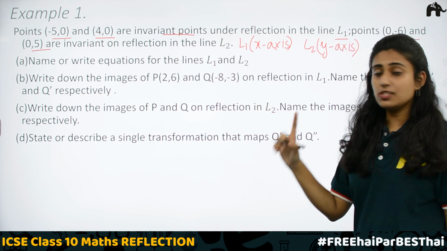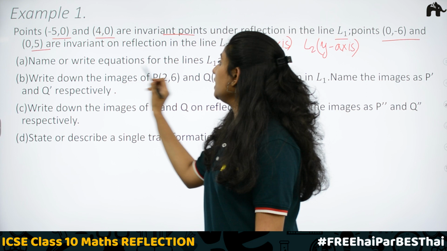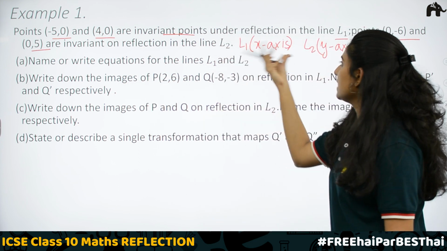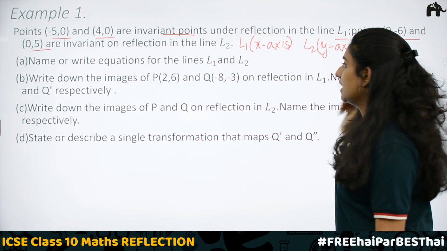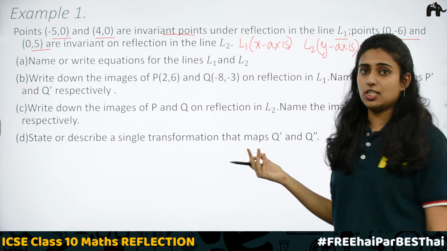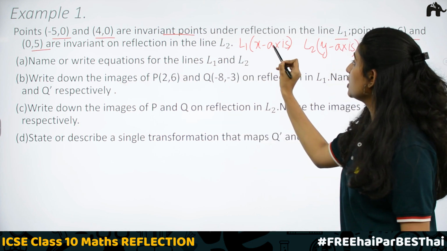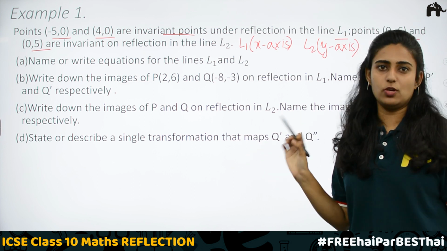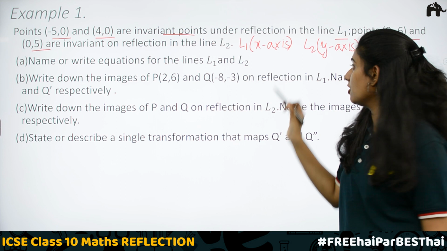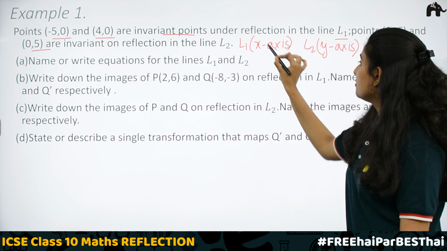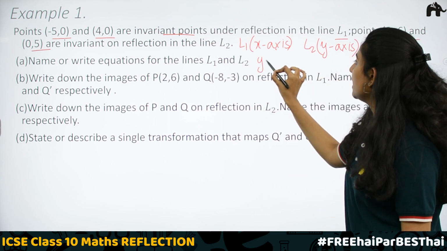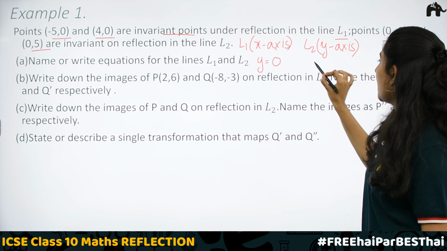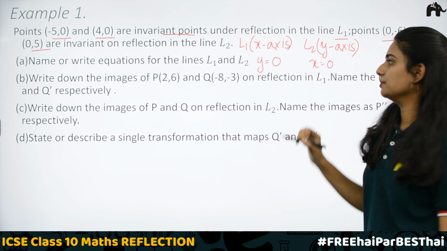Okay, the first question A. Name or write equations for the lines L1 and L2. When you name them, L1 is x-axis and L2 is y-axis. To write the equation, what is the equation for x-axis? Along the x-axis, every y point is equal to 0, or y coordinate is 0. Therefore, the equation of x-axis is y = 0. And the equation of y-axis is x = 0.